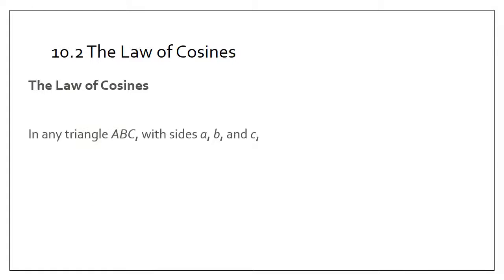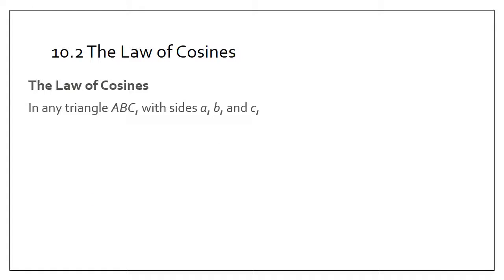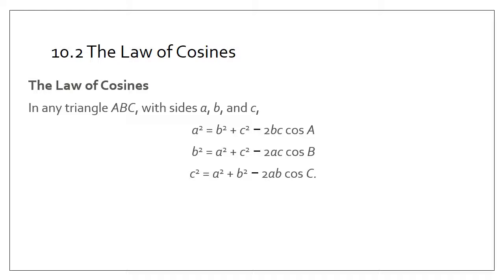The law of cosines says that for any triangle with sides a, b, and c, a squared equals b squared plus c squared minus 2bc cosine of A, or b squared equals a squared plus c squared minus 2ac cosine of B, or c squared equals a squared plus b squared minus 2ab cosine of C. And you may be wondering, well, how do I know which one to use? It really just depends on what information you have and what you're looking for.